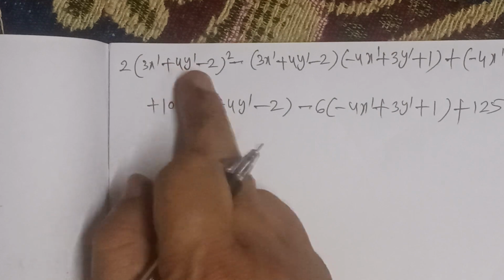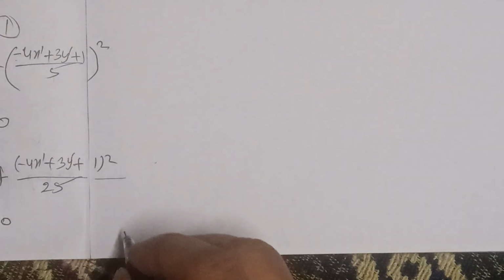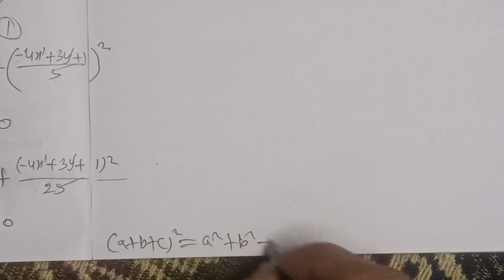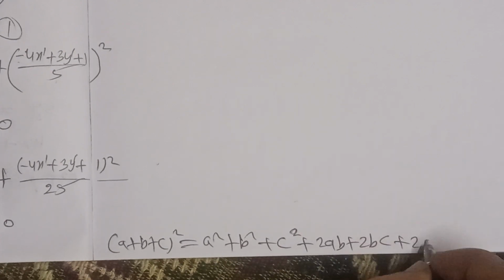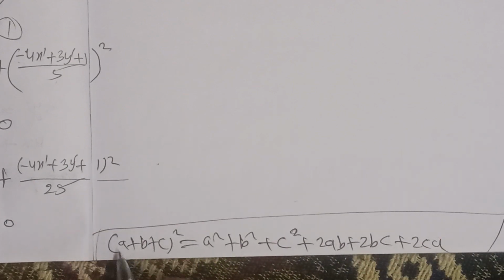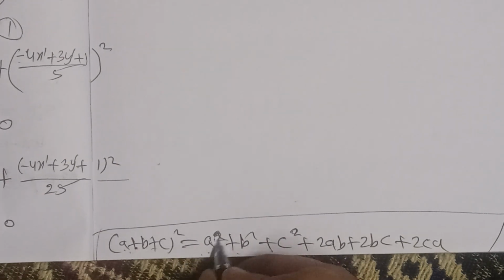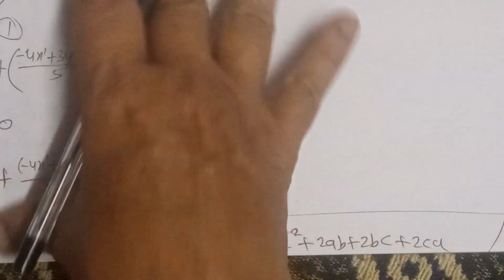We have to square here. We know the formula: (a + b + c) whole square is equal to a square plus b square plus c square plus 2ab plus 2bc plus 2ca. If any term in this is minus, then the value of the multiplication will be negative, and there is no change in sign because this is whole of square. Square of any negative quantity is positive.